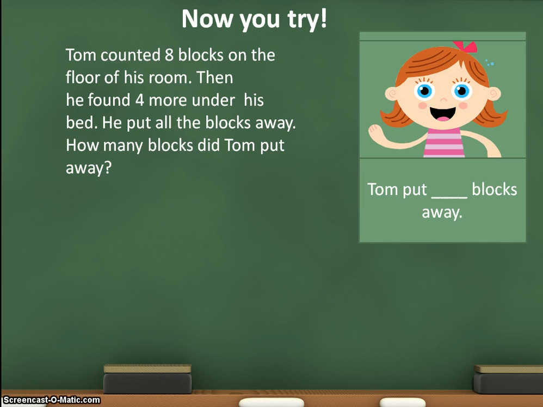Now it's your turn. Tom counted 8 blocks on the floor of his room. Then he found 4 more under his bed. He put all the blocks away. How many blocks did Tom put away?